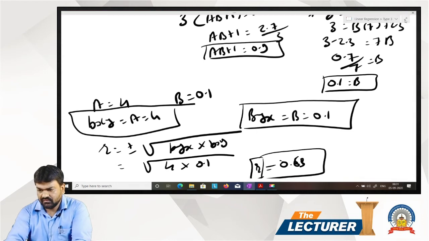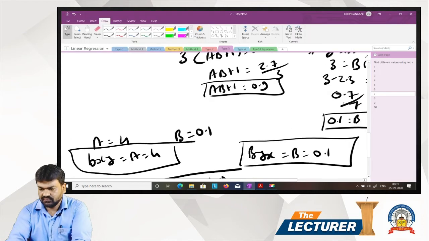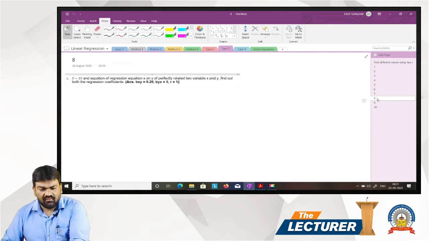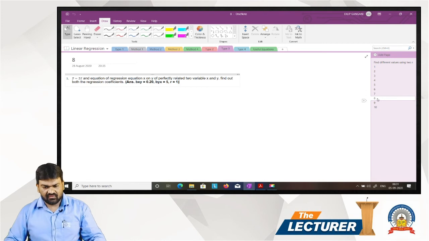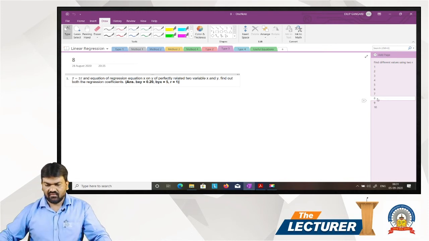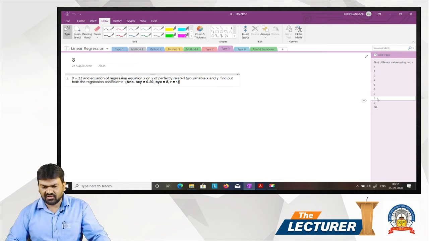Next, example number 8. Y bar is equal to 2x bar, an equation of regression x on y of perfectly related, that is very important for us, two variables x and y. Find out both regression coefficients. Example number 8 is the same as the third one we did, so it is for homework. Now example number 9.